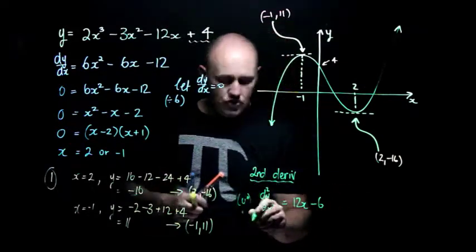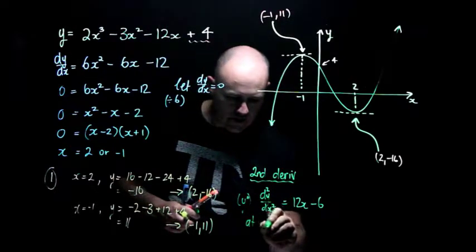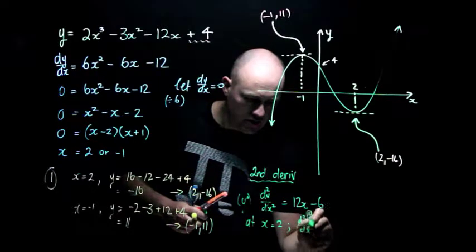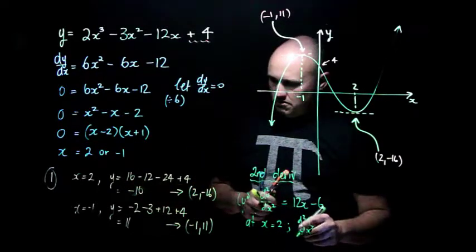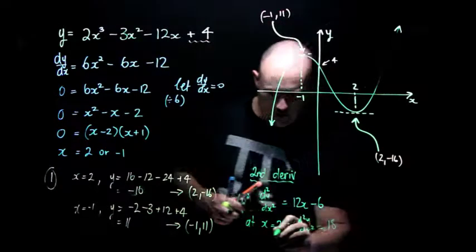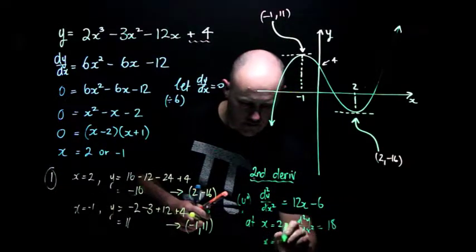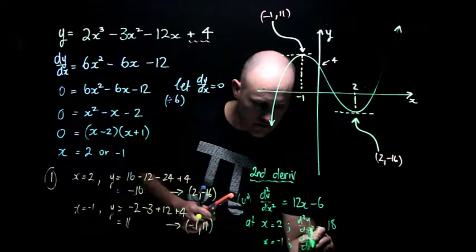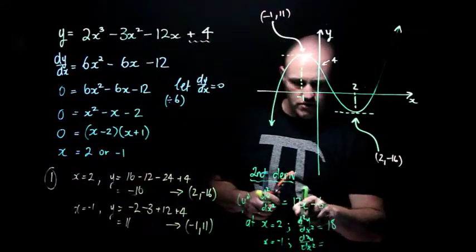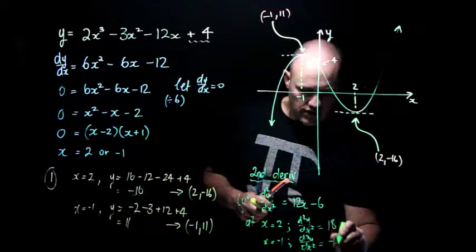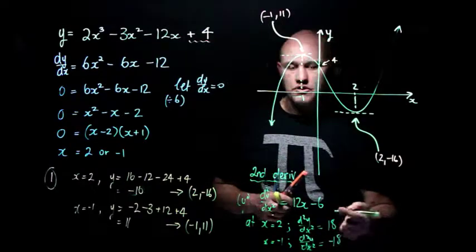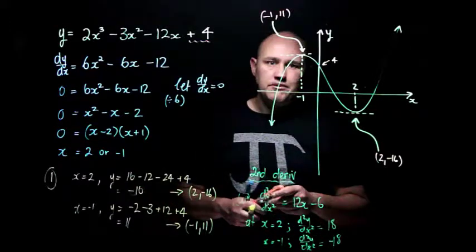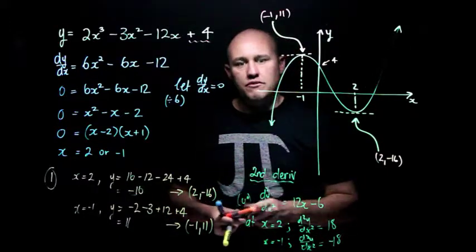Now I'm going to check that second derivative at x equals 2: d squared y dx squared equals 12 times 2 minus 6, which is 18. And at x equals negative 1, d squared y dx squared equals 12 times negative 1 minus 6, which is negative 18. Now the 18 itself is not important to me. It measures the rate of change, and 18 is quite a big number, so it's moving pretty quick, but it's not actually important for this question.